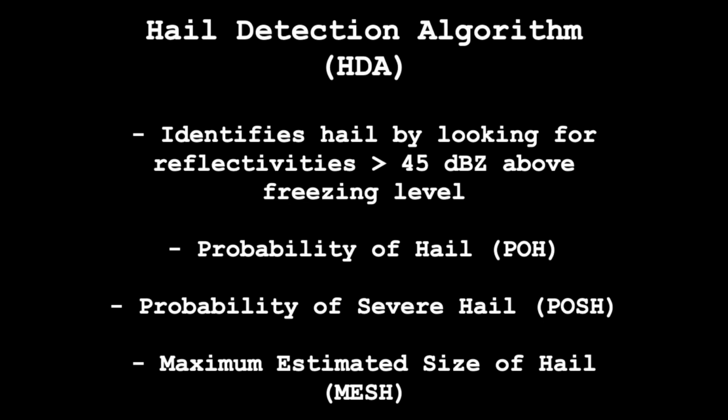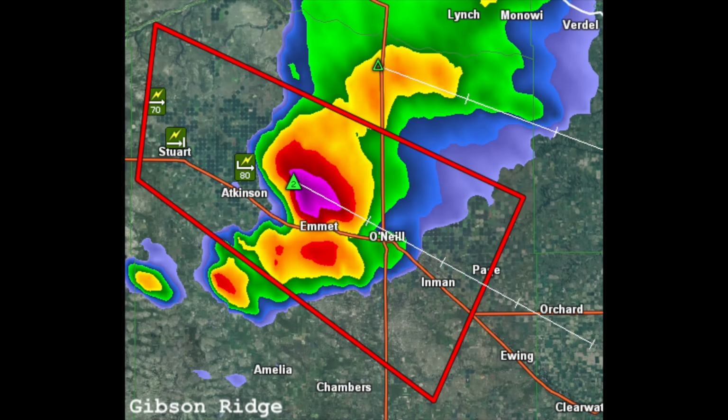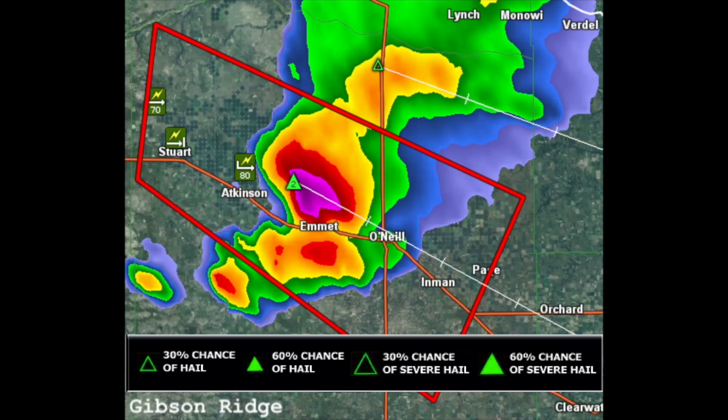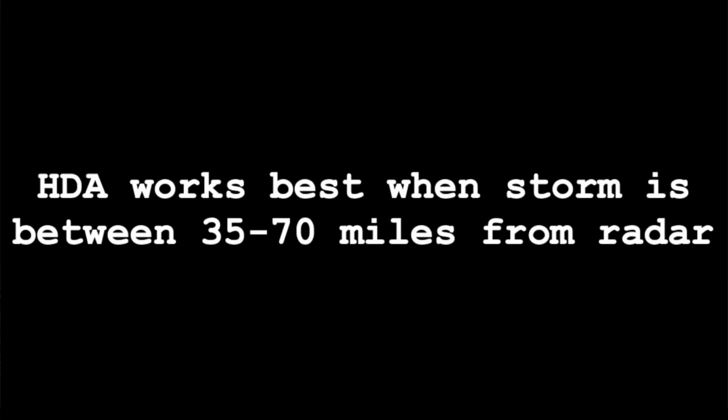The maximum estimated hail size, or MESH, is also calculated. The standard symbol for hail identified via the HDA is an upward-pointing triangle. Gibson Ridge software lists the hail size in inches within the triangle, and a larger triangle is used when a probability of severe hail exists. The HDA works best when a storm is between 35 and 70 miles from the radar site. Outside of this range, the HDA's efficacy decreases.